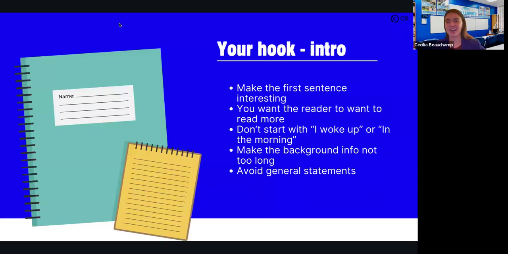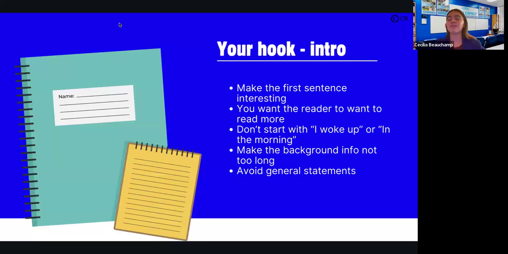Okay, let's talk about your hook. This is something that you all may talk about in English a lot since you were in elementary school, but really the beginning of your personal statement is the most important because it's going to tell the admissions officers whether or not they want to keep reading. So this is very important.